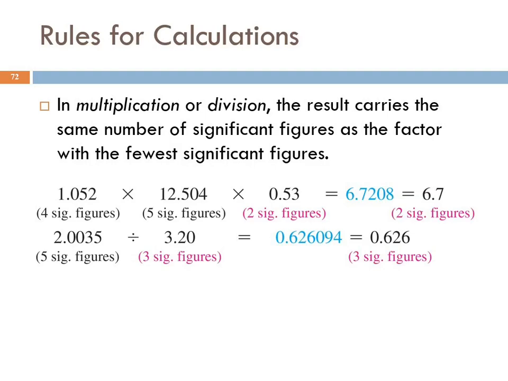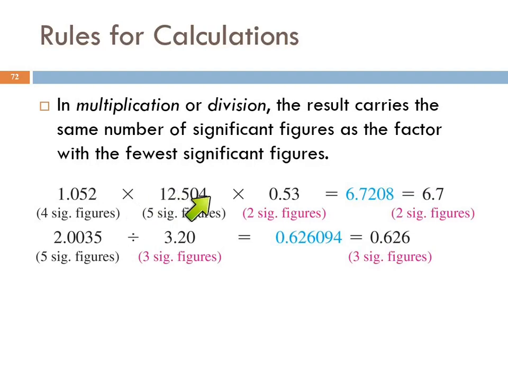The result of multiplication or division will have the same number of sig figs as the factor that had the fewest. So if we look at this example, we've got 1.052 times 12.504 times 0.53. And the calculator gives you a result. It's a good idea to just write the whole thing down. But then to figure out what to round it to, we're going to look at each of these numbers and figure out how many sig figs in this one. Well, it's a trapped 0. This one has 4.